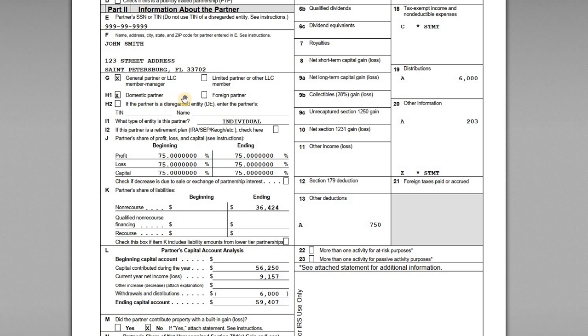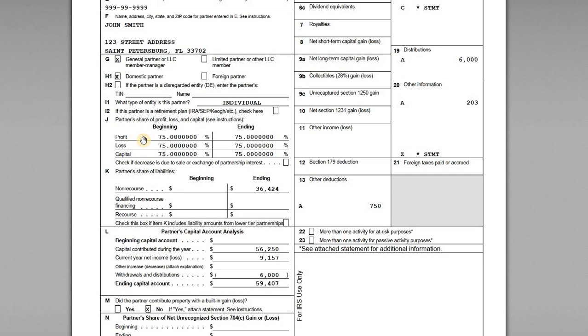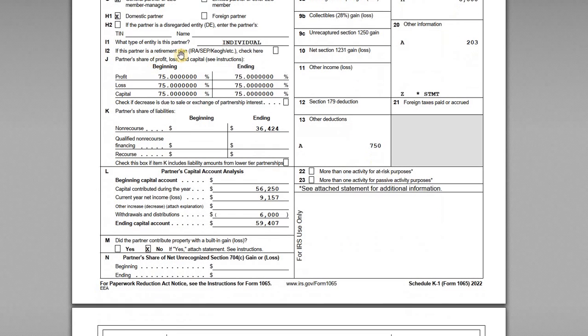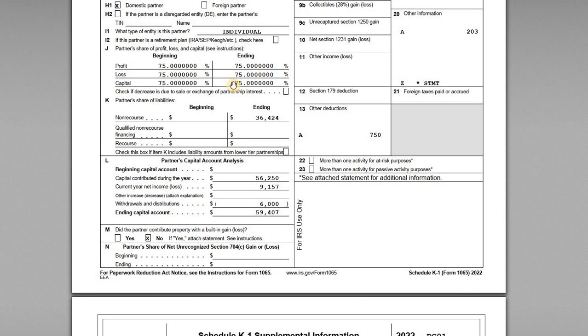And then in H1, it asks us whether this person is a domestic partner or a foreign. Remember, domestic meaning, are you a U.S. person for federal tax purposes, or are you a non-resident, so a foreign person? In our case, both John and Jane are U.S. citizens. They live in Florida, so they're domestic partners. Entity type of the partner, John is an individual. And then here we have his allocation of profit, loss, and capital. Now, in this case, everything is just 75%, but that's not always the case, right? A lot of times, partnership agreements might provide for different allocations of income or capital.